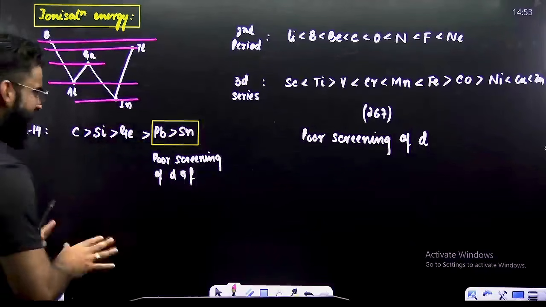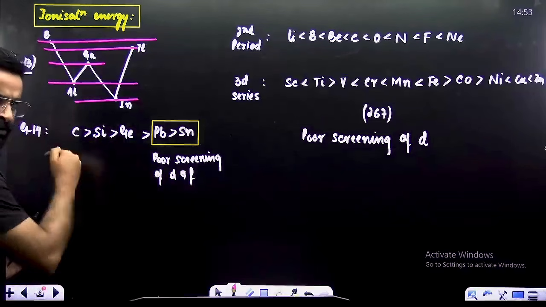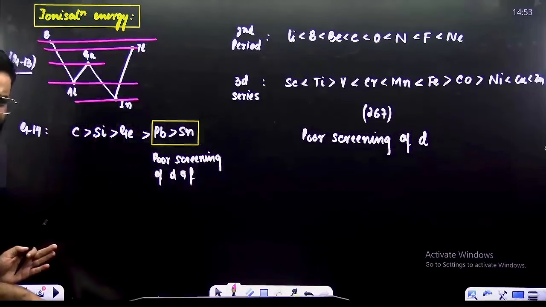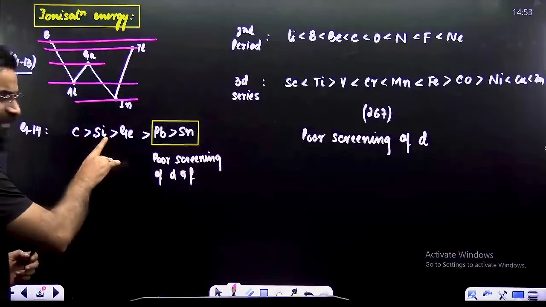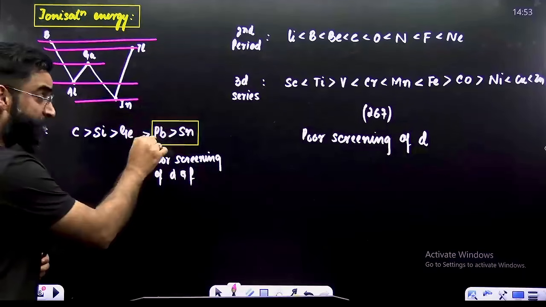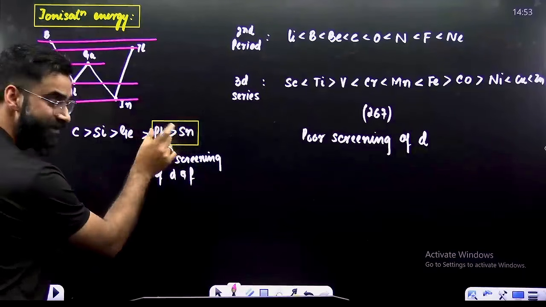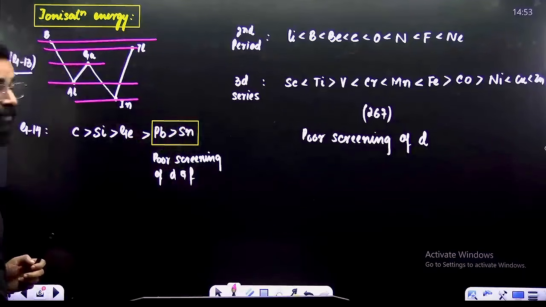Group 14. Generally, when you move down the group, ionization energy decreases, right? So carbon has the maximum, followed by silicon, followed by germanium. So tin should come, then lead should come. But over here, it is again interchanging because of the poor shielding of d and f.